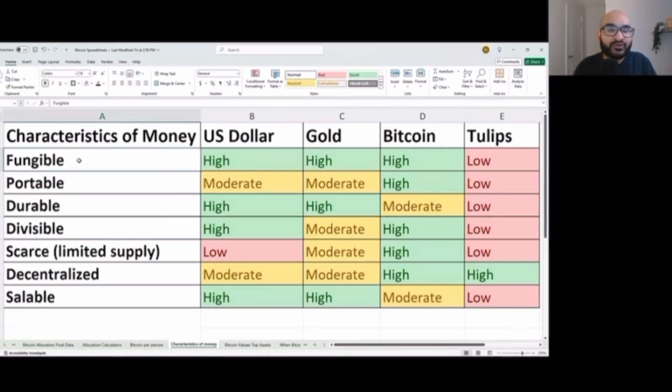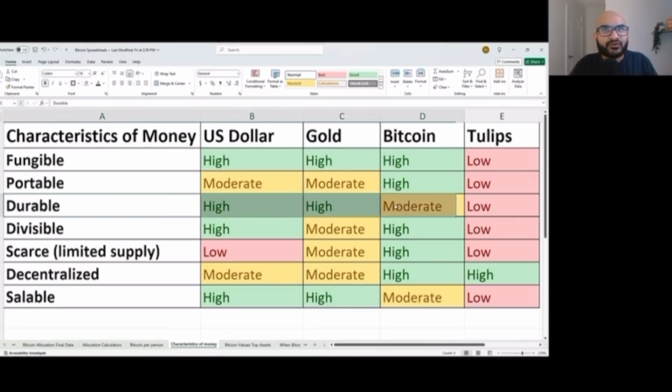Fungibility refers to your ability to exchange one unit of a currency for another. If they both have the exact same value, they are fungible. Portability means how quickly you can move it around the world. Bitcoin is the best for this. You can move Bitcoin and get final settlement within minutes.